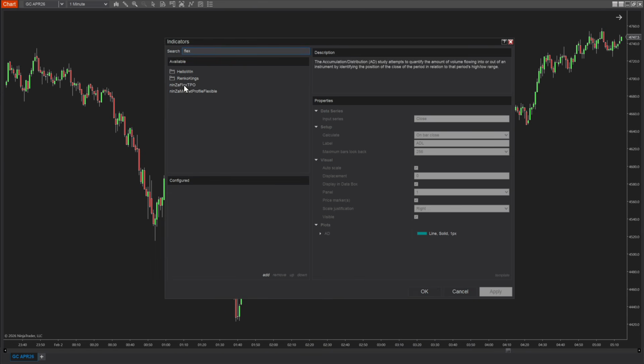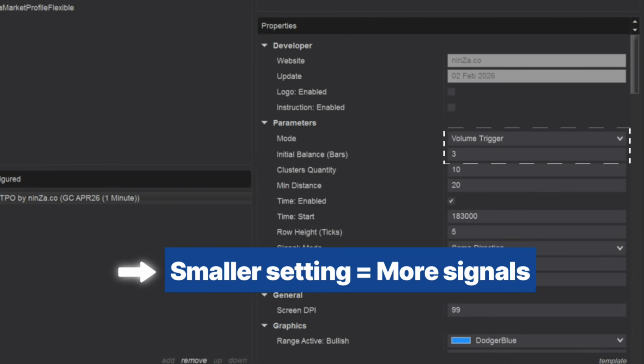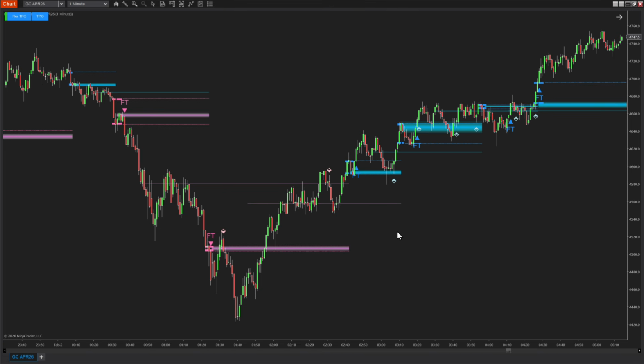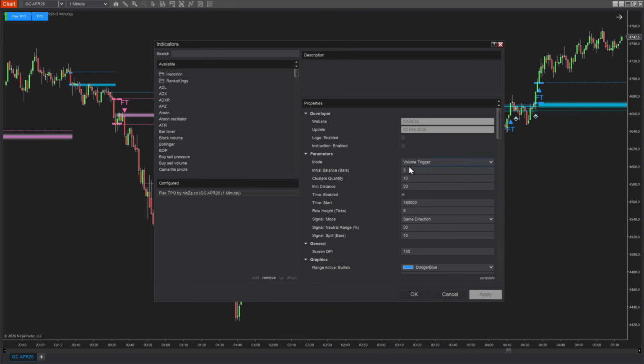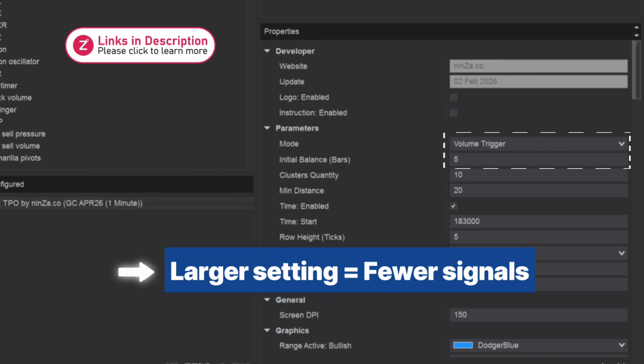For Mode 2, Volume Trigger, the initial balance bars parameter is the most important. Similar to Mode 1, when this parameter is smaller, more signals will appear. And when the parameter is larger, fewer signals will be formed.